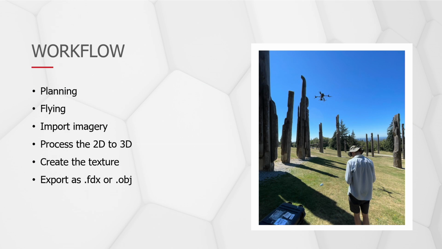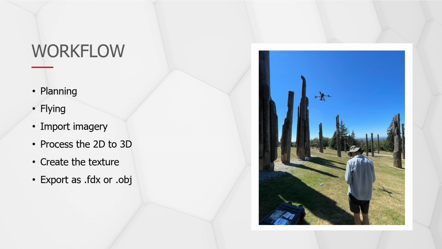Yep. Okay, so now that we've covered the intro a little bit, can you tell us about the workflow for photogrammetry and 3D modeling? Yeah, we break this workflow into 6 different steps. That is planning, flying, importing imagery, processing to HD to 3D, creating the texture, and lastly exporting as an FBX or OBJ as a 3D model.